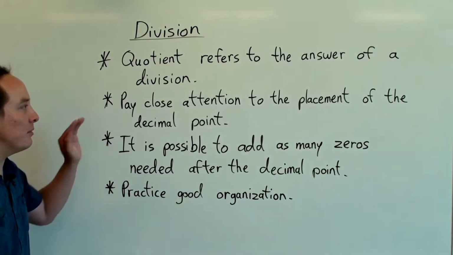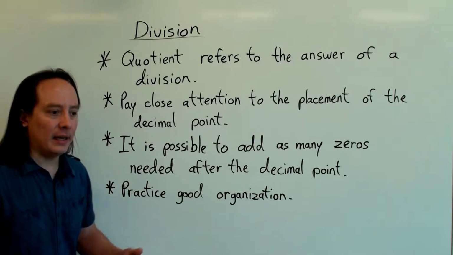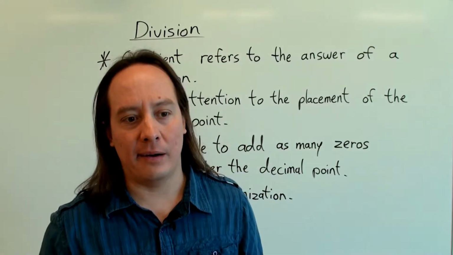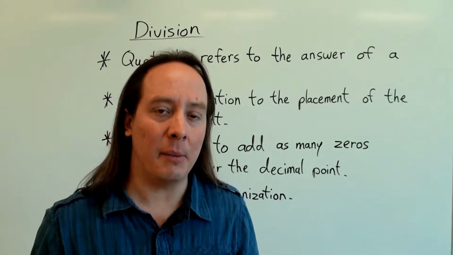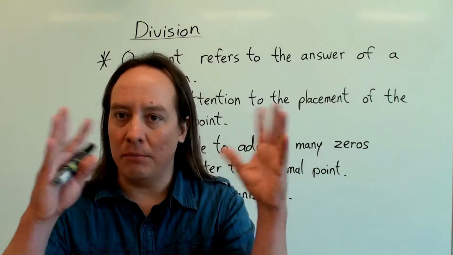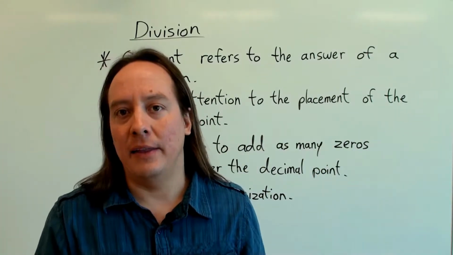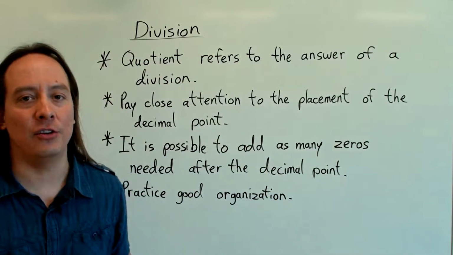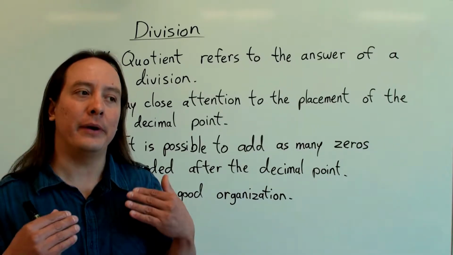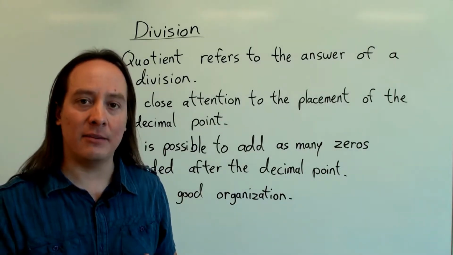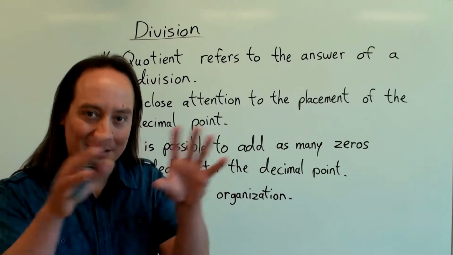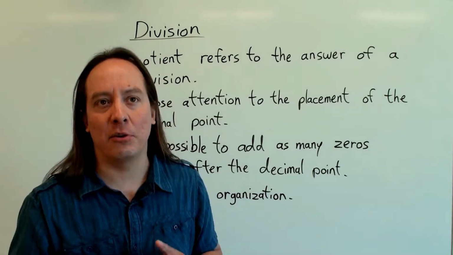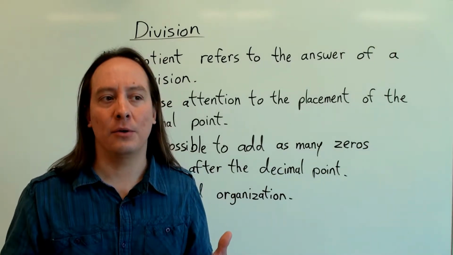Okay, so pay close attention to the placement of the decimal point. It's not like what we see in multiplication, where we do all the multiplying and adding, and the very last thing we do is place the decimal. It's not like that in division. Sometimes in division you have to place the decimal in its final spot in the answer before you even start dividing. Other times you figure out where the decimal goes halfway through the problem. So we've got to pay attention to that.